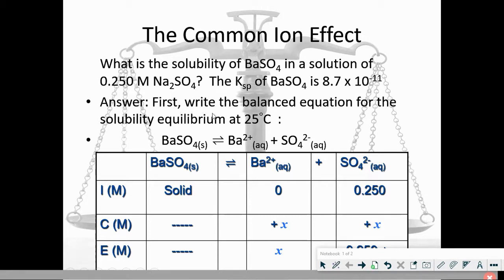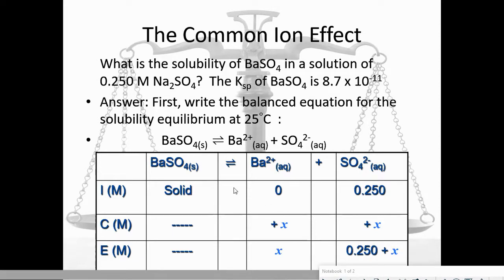So, first, write the balanced chemical equation, and you see barium sulfate will dissociate into barium ions and sulfate ions in a 1-to-1 ratio. Make your ICE table, and you can see that you don't have a zero under the sulfate. The sulfate ion has an initial concentration of 0.250. That's exactly the same as the concentration of sodium sulfate. So when sodium sulfate dissociates, it will create one sulfate ion per formula unit of sodium sulfate.